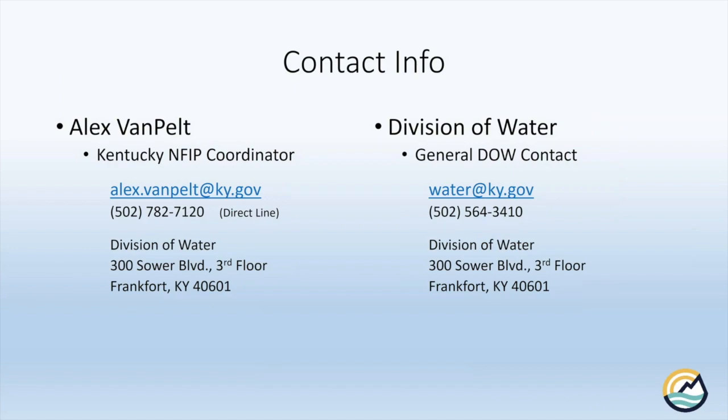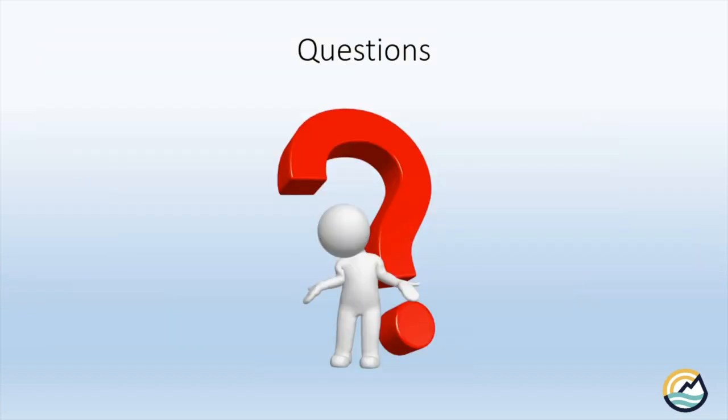So this is my contact info. That's my email and my direct line. I do highly recommend, if you're going to get a hold of me, to email me. I'm out in the field frequently, so I only check my voicemail occasionally. So it might be a little bit before I get back to you if you leave me a voicemail, but I usually return all my emails every day. Or you can contact the general contact email or phone number for the Division of Water, and they will direct your question to the appropriate people. So water@ky.gov is a great place to start if you don't know what you don't know. With that, guys, that kind of wraps up my presentation. I don't have any additional slides.